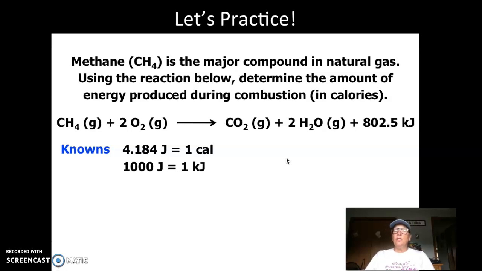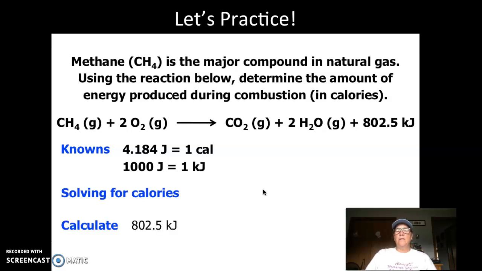And you can convert kilojoules to calories and joules to kilojoules. 1 kilojoule has 1,000 joules. So it's just like we did before with the dimensional analysis. And the same thing if we want to change to calories. This is how many joules are in 1 calorie. And again, it's based on water because it's such a common substance.